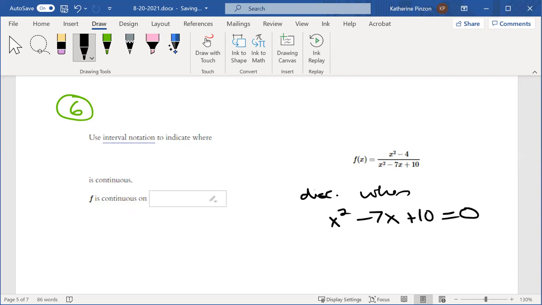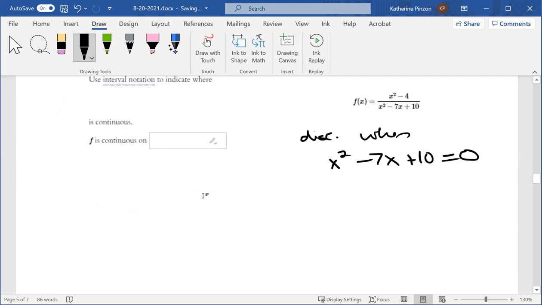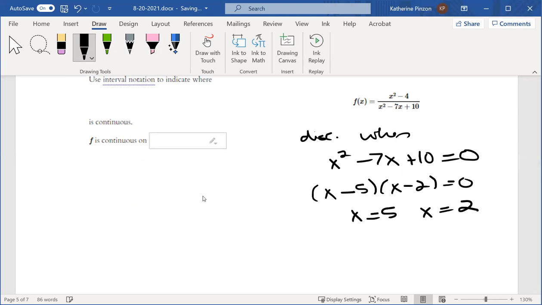Okay, how are you gonna solve that guy? Factor or quadratic formula, complete the square, whatever your favorite method is. I get x equals 5 and x equals 2. So this guy is discontinuous at x equals 5 and x equals 2. That means when you graph this function, it's either going to have an asymptote or a hole at x equals 5 and x equals 2.